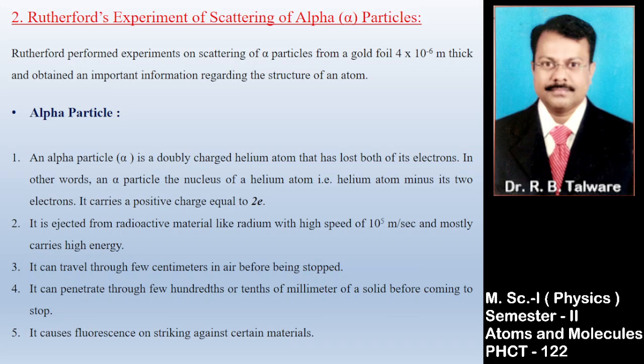It gives some ideas from the first model, the Thomson model, and they get some assumptions in this model. So Rutherford performed an experiment on scattering of alpha particles from a gold foil, 4 into 10 raised to power minus 6 meter thick, and obtained important information regarding the structure of an atom.